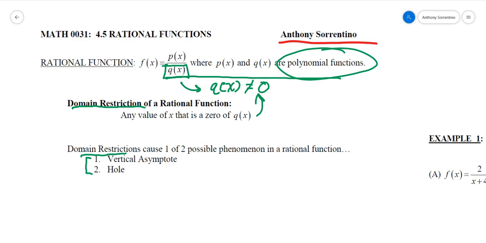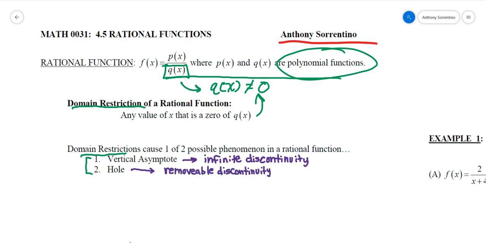I can either have what is known as a vertical asymptote, or I can have a hole. Just for a side note, in calculus, they may refer to a vertical asymptote as an infinite discontinuity, and the hole is sometimes referred to as a removable discontinuity.